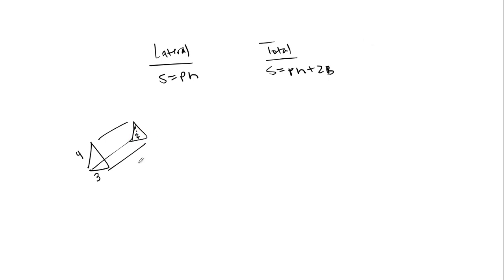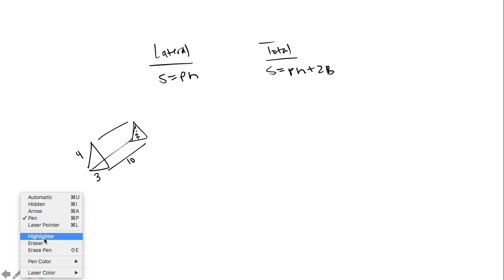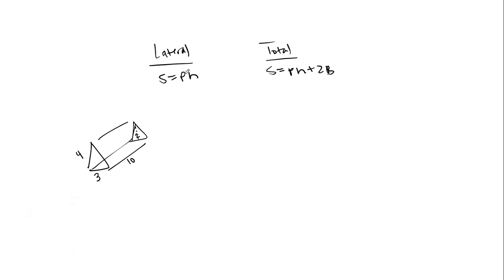I know this is kind of small, so I'm going to use the highlighter real quick. Remember, capital P is talking about the base, the perimeter of the base. So I'm going to draw a triangle on the capital P. And the other thing that's talking about the base is the capital B. So everything that has to do with the triangle will be for the capital P and the capital B.